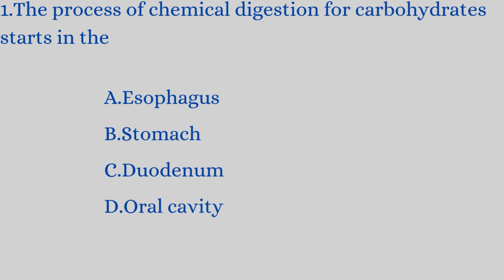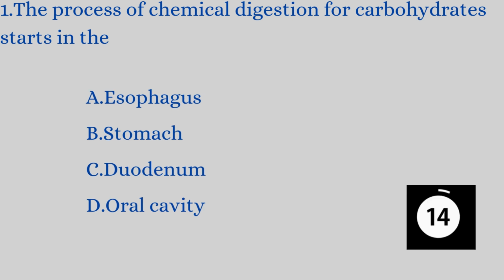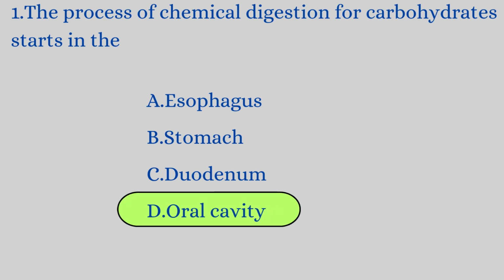1. The process of chemical digestion for carbohydrates starts in the: A. Esophagus, B. Stomach, C. Duodenum, D. Oral cavity. The answer is D. Oral cavity.